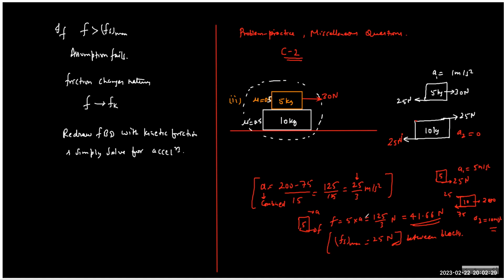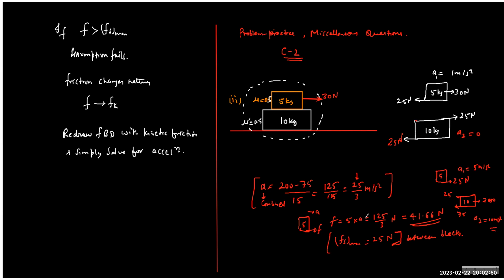This is with the assumption that it will move together, but we are not sure whether this assumption is correct or not. So what we'll do, we'll draw the FBD of the other block, or any one of the blocks, to get the actual friction between them with this acceleration. Like, to have 1 meter per second square, how much friction is required.